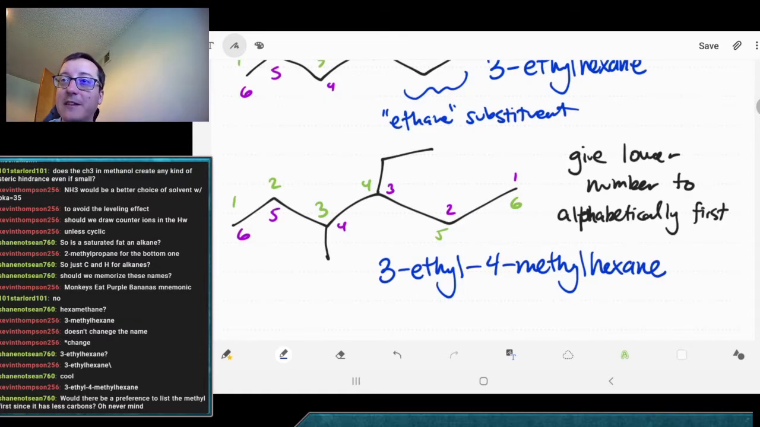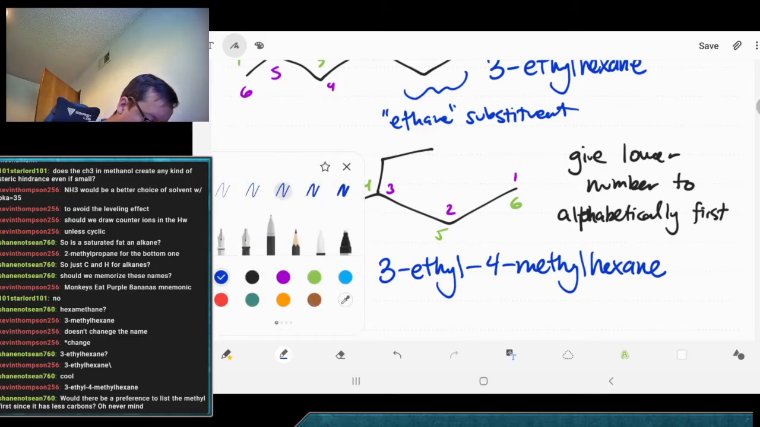And notice we have these hyphens in between as well. Those hyphens are just there to make things super clear that we have an ethyl on carbon 3, we have a methyl on carbon 4, no space, and then we have our parent name. So all of these are substituents.